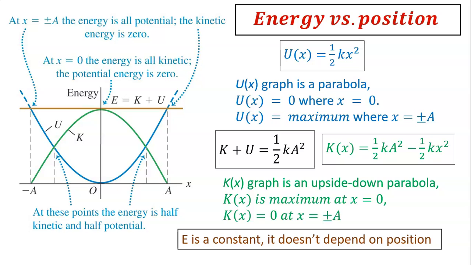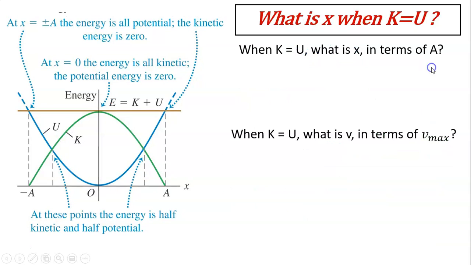Now, since K plus U is constant, Kx is just the constant minus 1/2 k x squared. Therefore, the Kx graph is an upside down parabola. Kx is maximum at x equals 0, and Kx is 0 at the end when x equals positive or negative A. We know total E is constant because total energy is conserved. It doesn't depend on position.